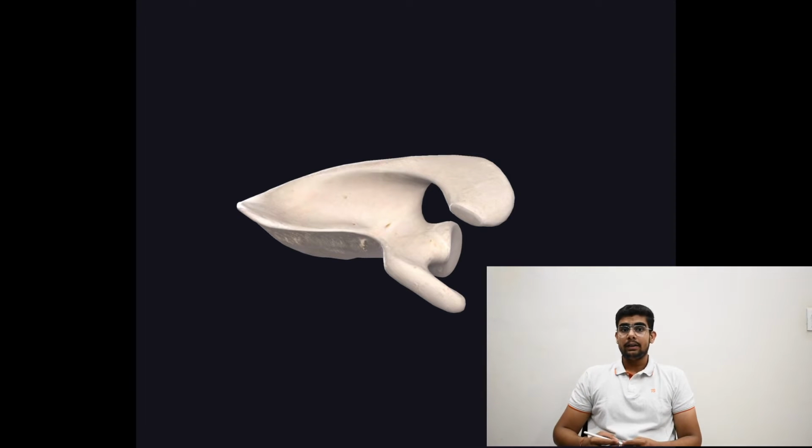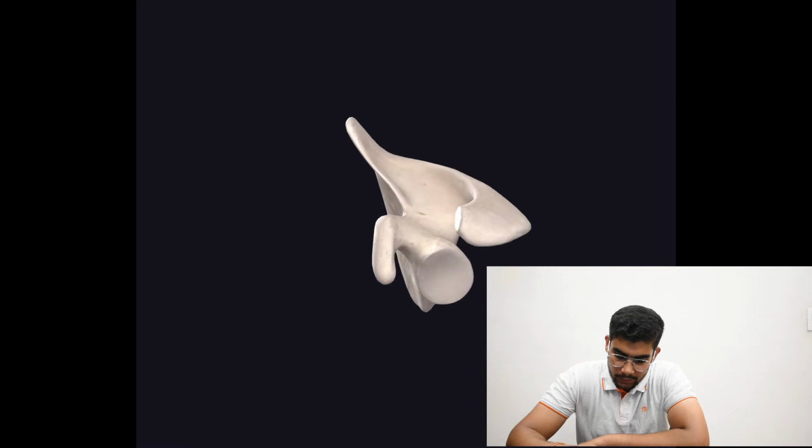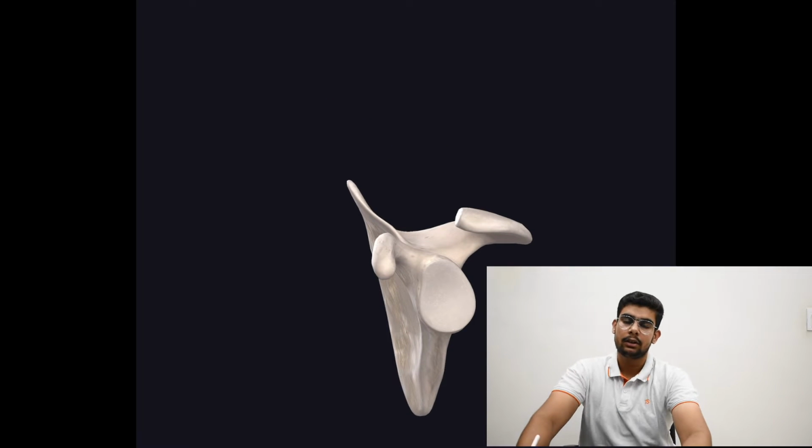Now let's find the lateral angle, because these two are the marks which we will use to determine the correct anatomical position of our scapula. The lateral angle is the structure which contains the glenoid fossa or the glenoid cavity.